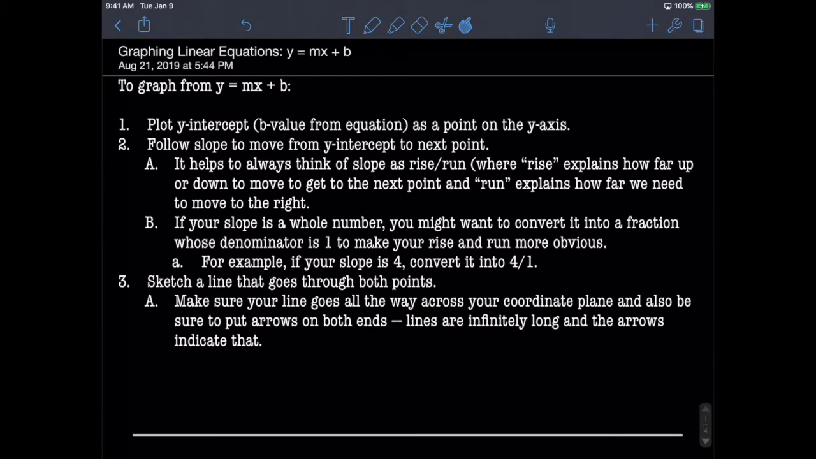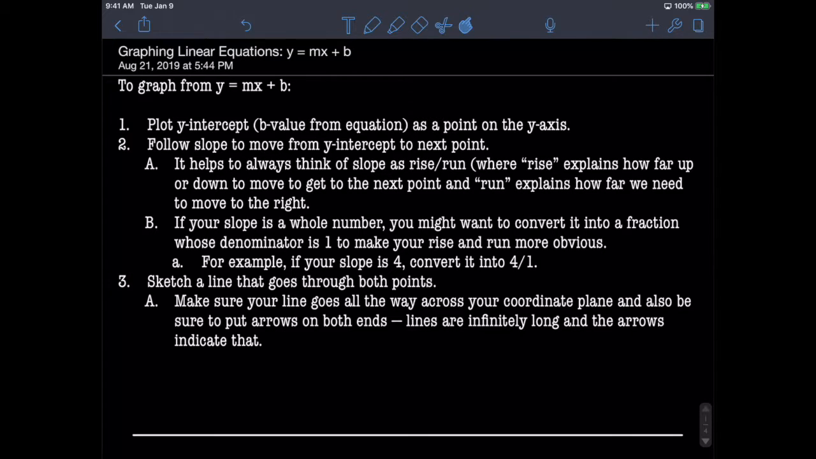Remember, you can find the slope in your slope-intercept equation from the m value, or the number in front of x. However, it is best to think of slope as rise over run, where rise tells us how far up or down we need to move to get to the next point, and run tells us how far to the right we need to go. Always move to the right. This will save you confusion later on.